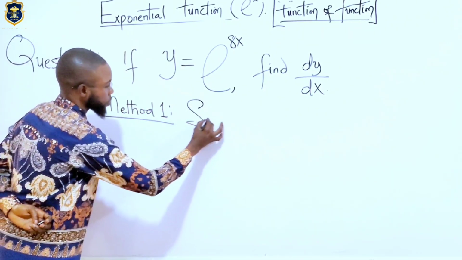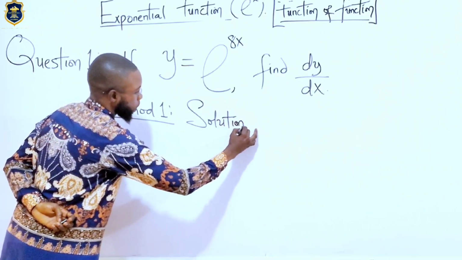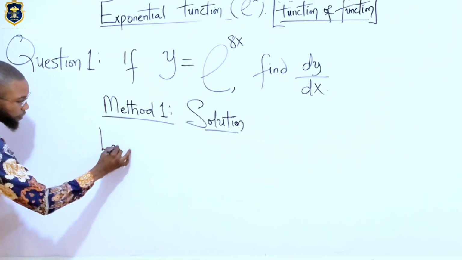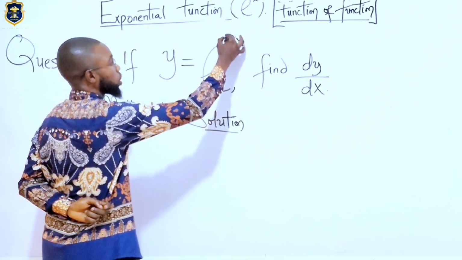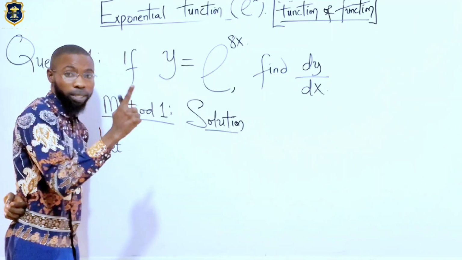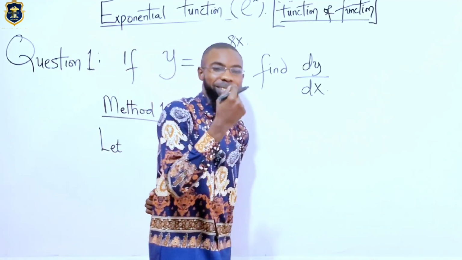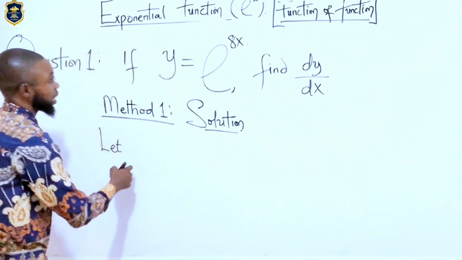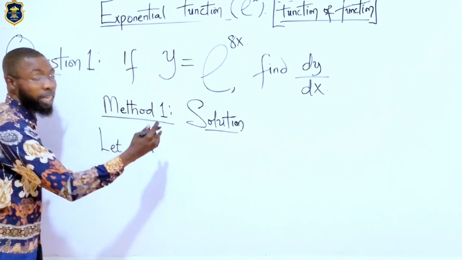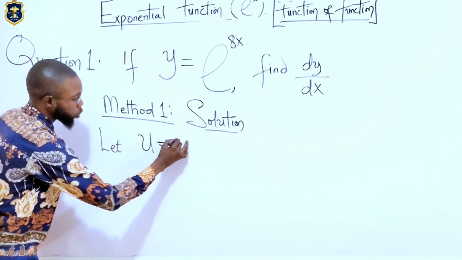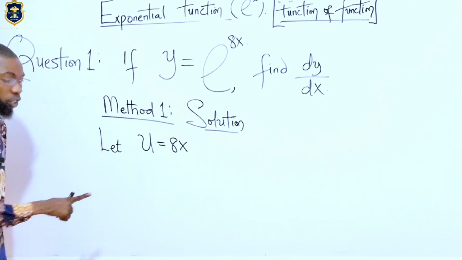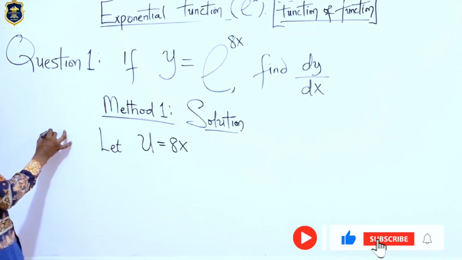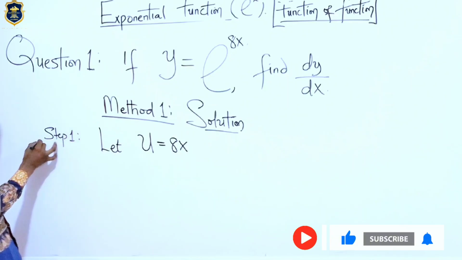Now, the solution is easy. First thing to do is we replace whatever the index we have there with a single letter. Always replace your index with a single letter. Let's use u, or any alphabet you choose. Let u be equal to 8x. Then you differentiate u with respect to x. That's step 1.